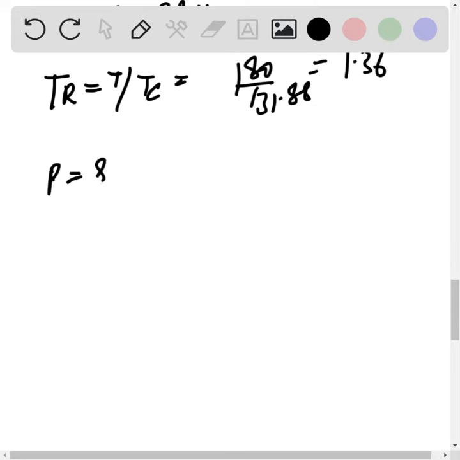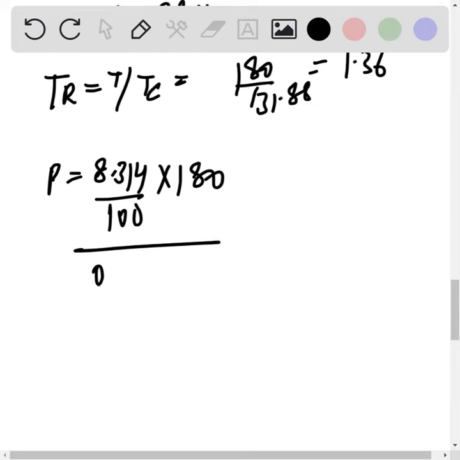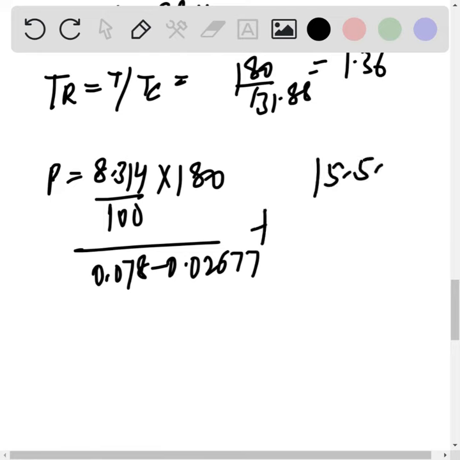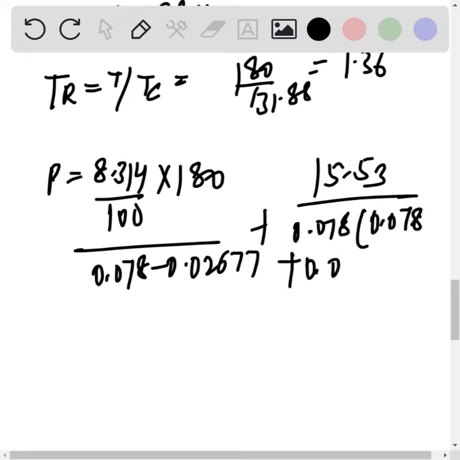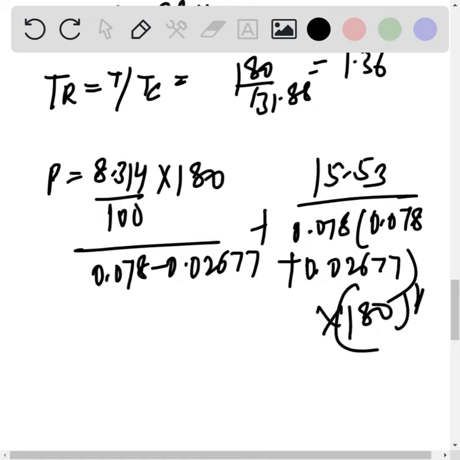Moving this and solving further for this question, we have that the pressure equals to 8.314 divided by 100 into 180. 0.078 minus 0.02677. 15.53, 0.078, 0.02677 into 180, 0.52.